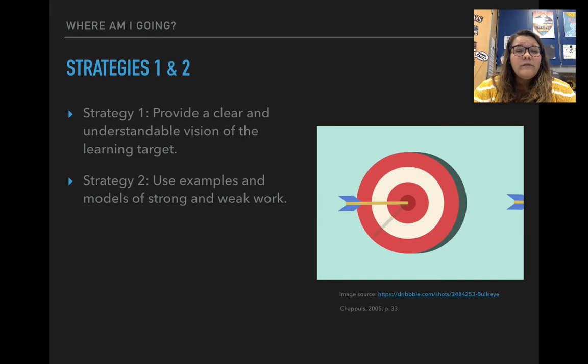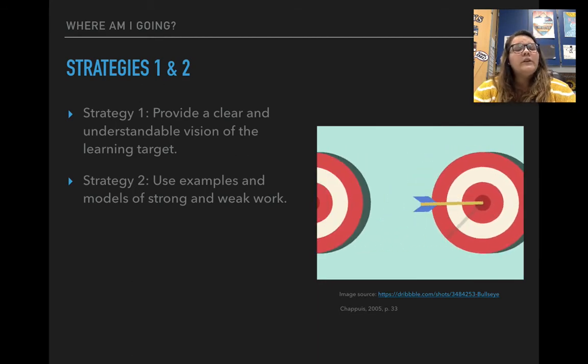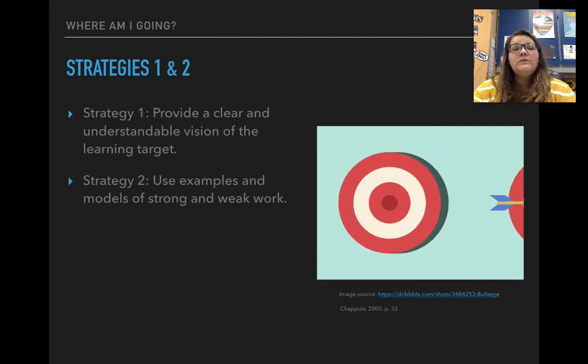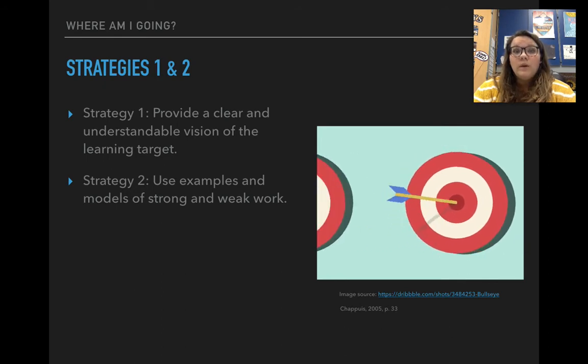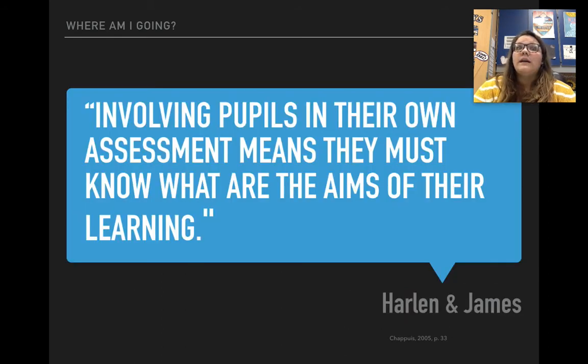Strategy 1 says to provide a clear and understandable vision of the learning target. Strategy 2 says to use examples and models of strong and weak work to help students understand where they should be going. Harlen and James's quote says that involving pupils in their own assessment means they must know what the aims of their learning are. It's important to know why we are learning this. We're not just learning for the sake of learning.